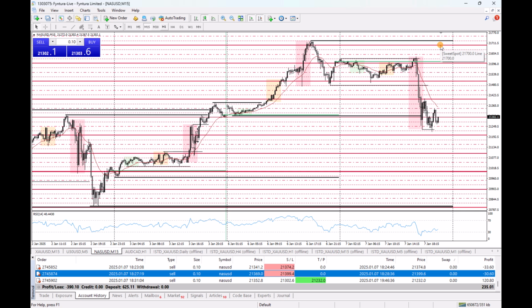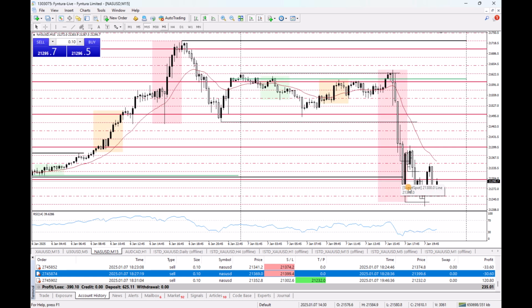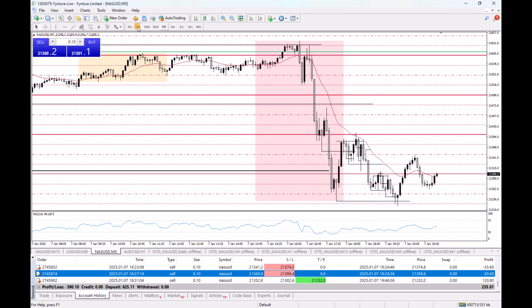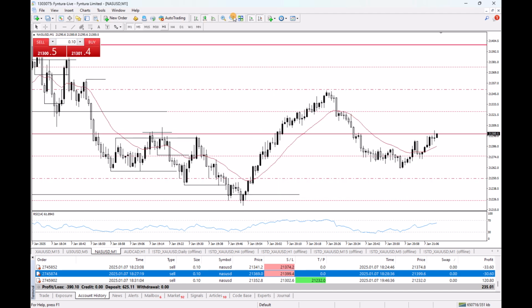So I was looking at that pullback as not a continuation down, even though New York did sell off right here. What time was this? This was around 9:30. At 9:30 it dropped. So when it dropped, it printed a 15-minute pullback. For me, that's a signal for continuation down. So I dropped down to the smaller time frame.